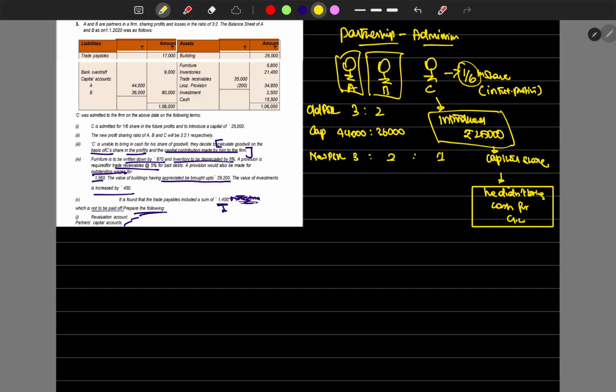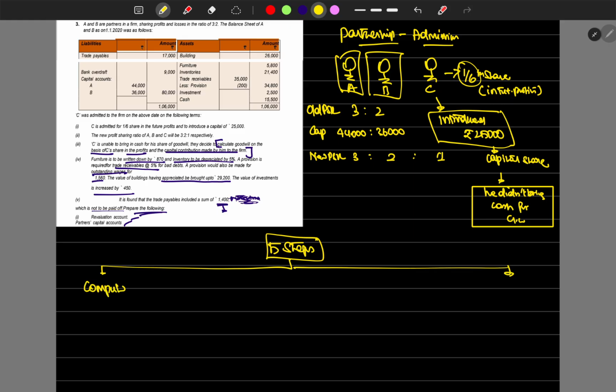What they have asked is, this problem we can split into 5 steps. First step is computation of sacrificing ratio. Then computation of goodwill, and C's share of goodwill.